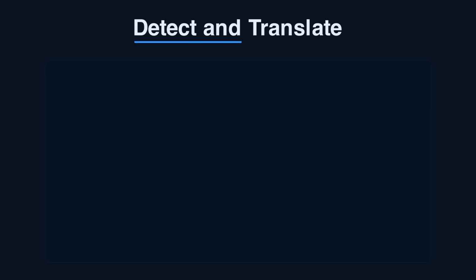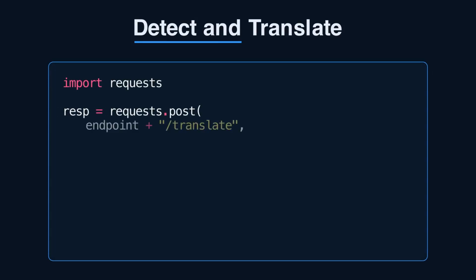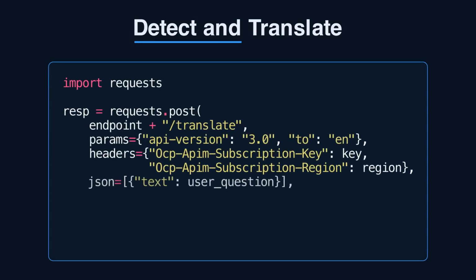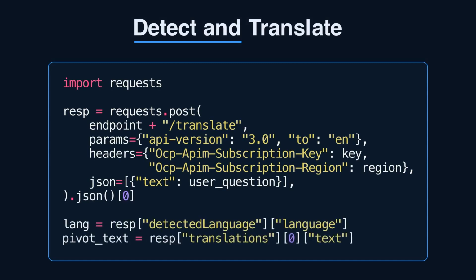The Translator REST call detects and translates in one request. Leave the source blank and it auto-detects. The response hands you the detected language code. Keep that code. You'll need it to translate the answer back later. One round trip handles both detection and translation.